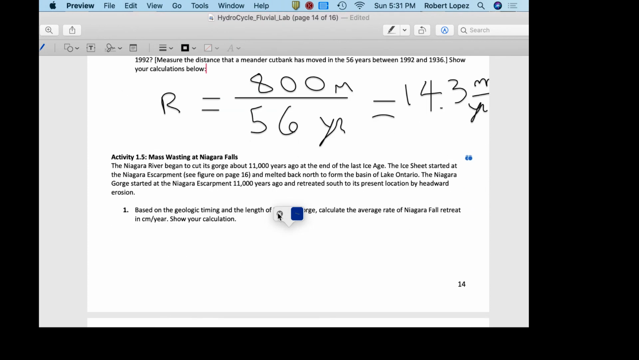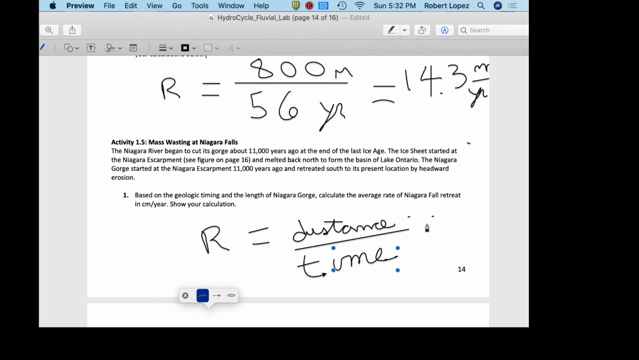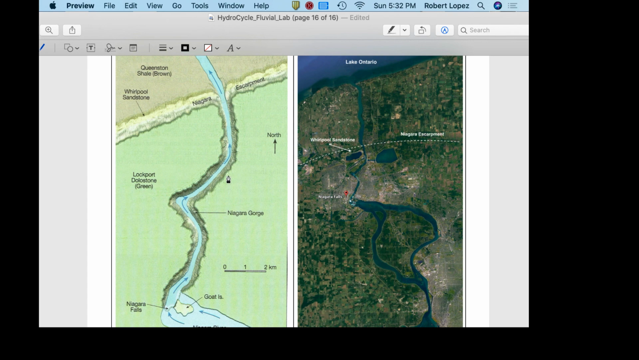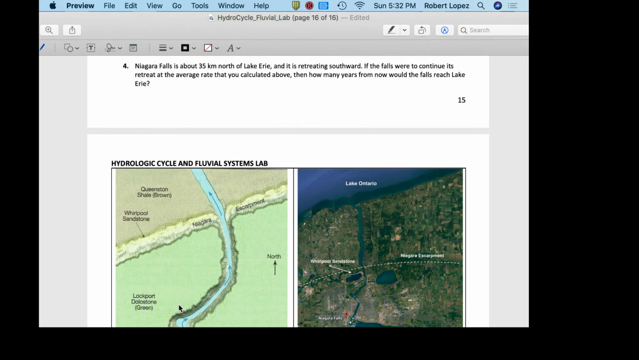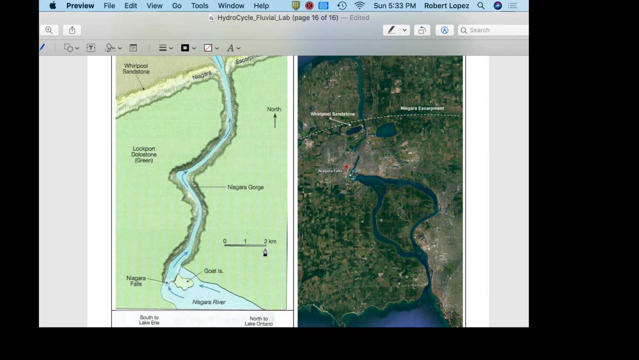And then for Niagara Falls, you're going to do a very similar problem, a rate, distance over time. In this case, what they're asking is to calculate the average rate. Remember, a rate problem is always going to be some distance over the time. So in this case, you're going to be measuring for Niagara Falls the distance between this escarpment all the way back to the current position of the falls. If you follow the directions here, you'll have to measure that distance, and then the time would be 11,000 years. So you divide that distance by 11,000 years.